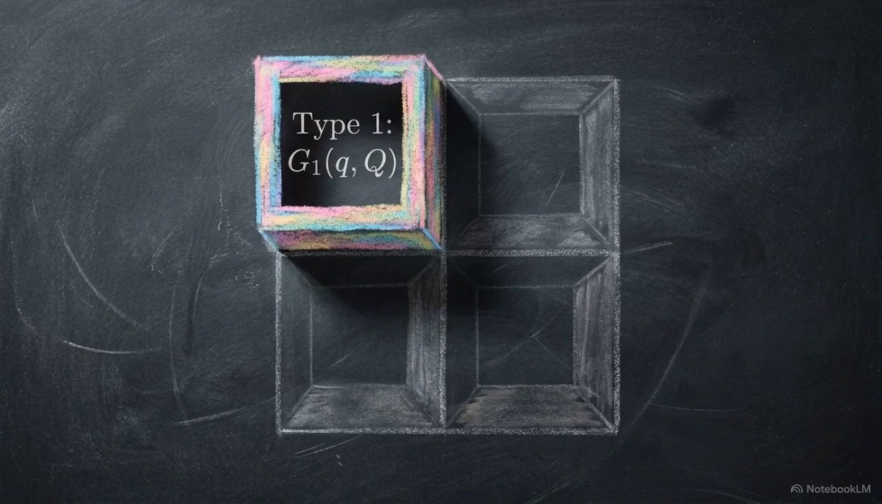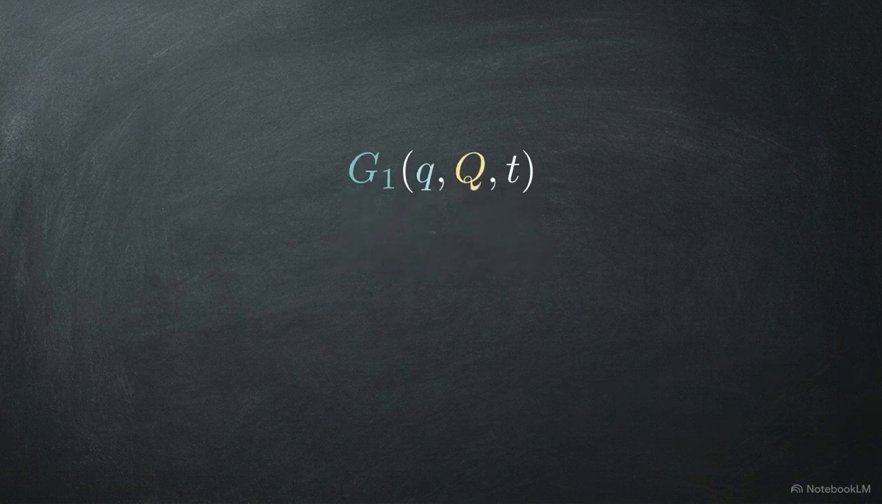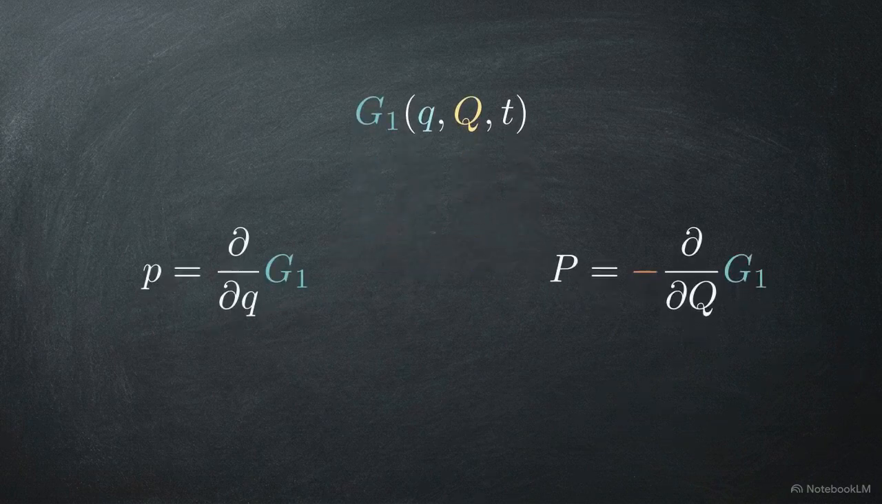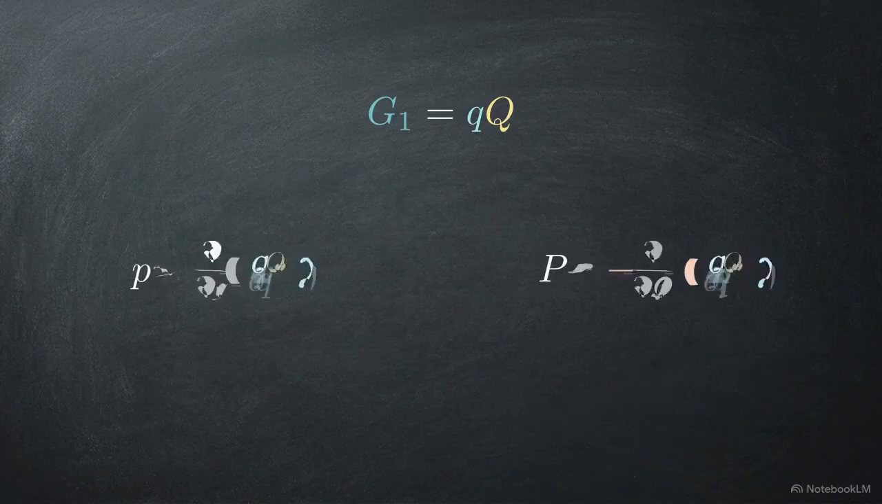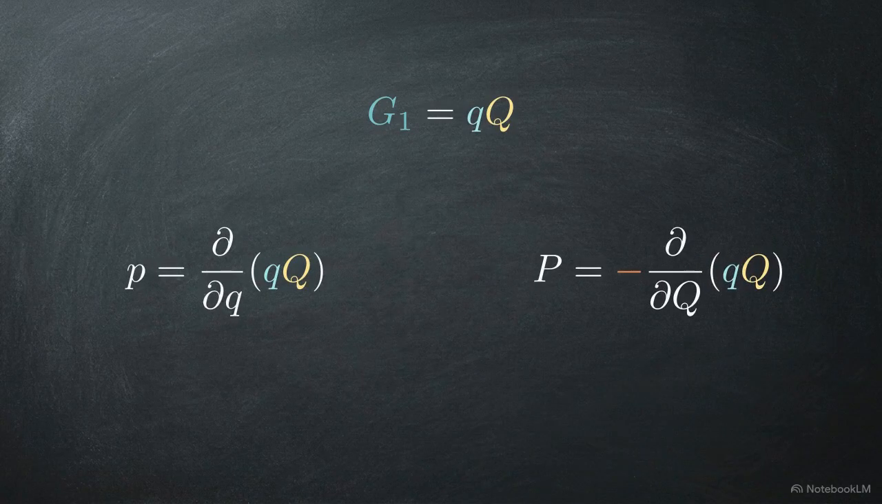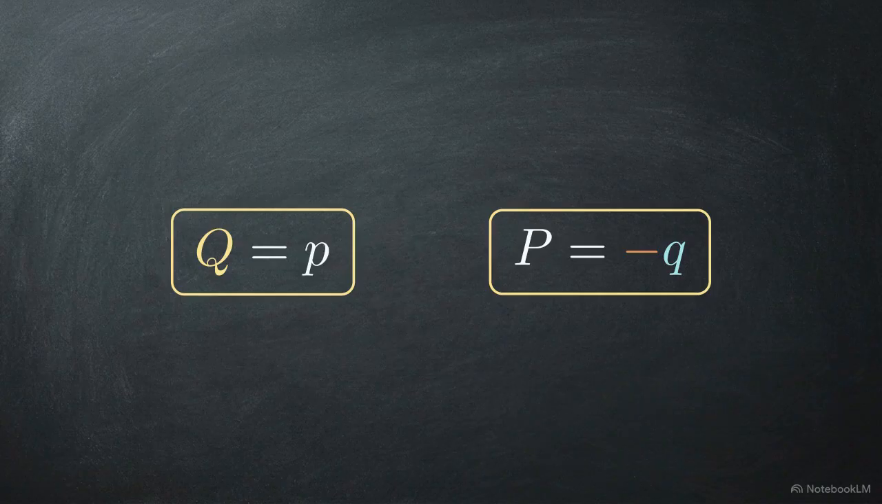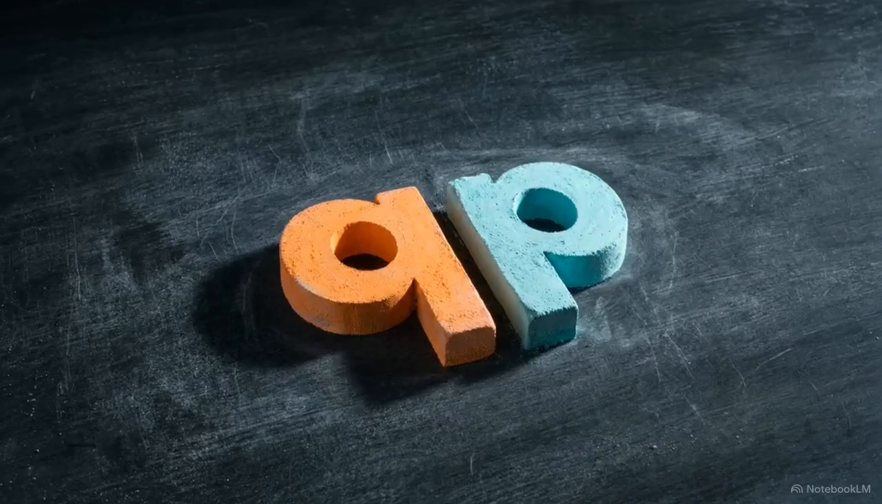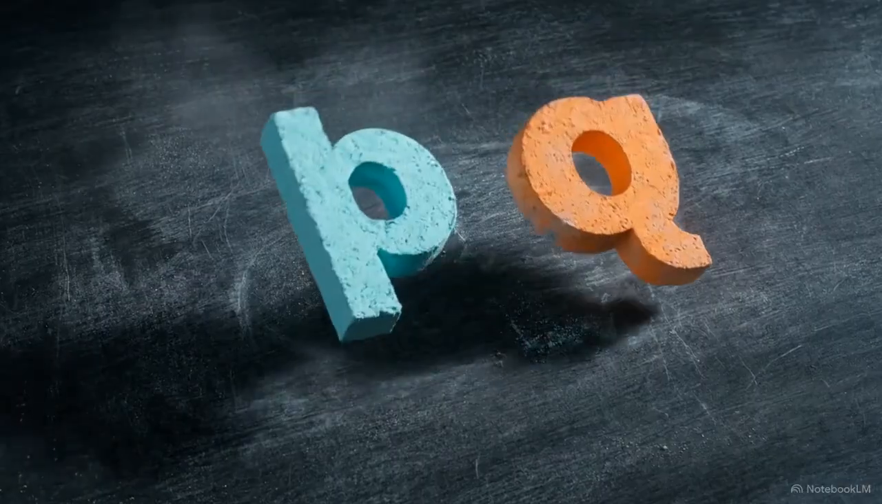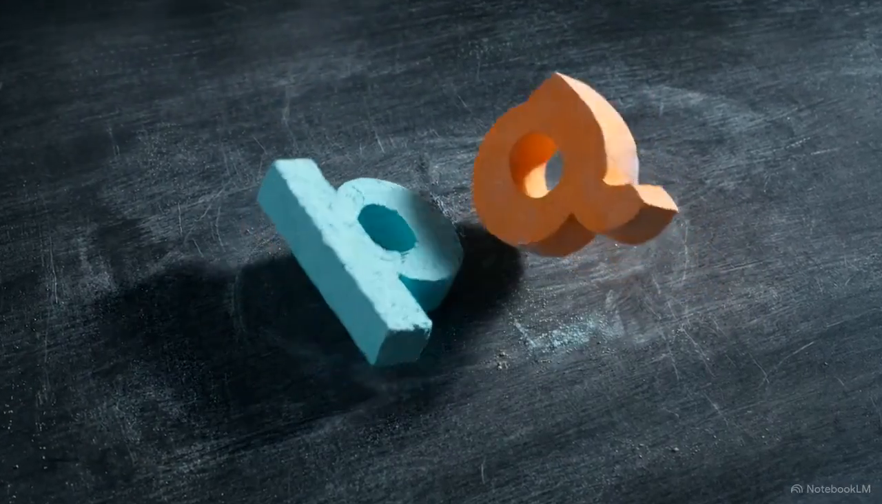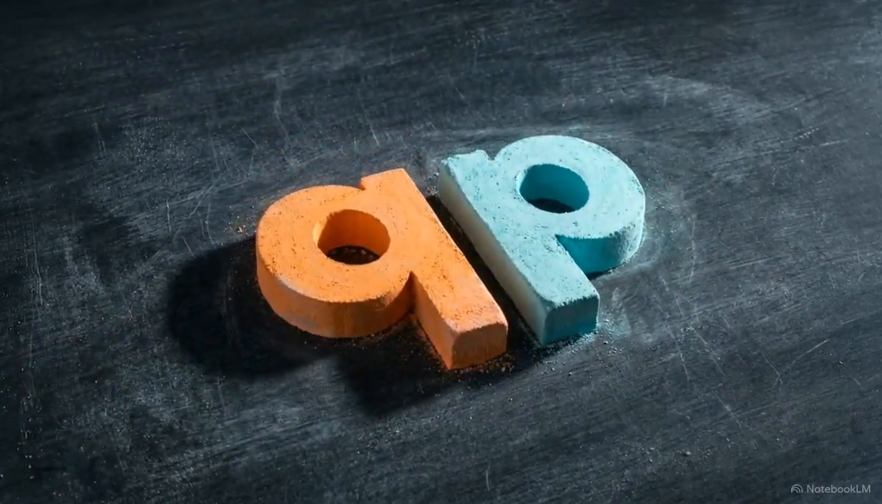There are 4 primary ways to bridge these variables. Type 1, or G1, connects the old position q with the new position Q. Taking the partial derivatives of G1 produces explicit formulas for both the old and new momenta. Consider the case where G1 is simply the product of the old and new positions. The calculus resolves to show that the new position is the old momentum and the new momentum is the negative old position. This proves the fluidity of phase space. It demonstrates that position and momentum are not rigidly distinct variables, but elements that can be swapped entirely.